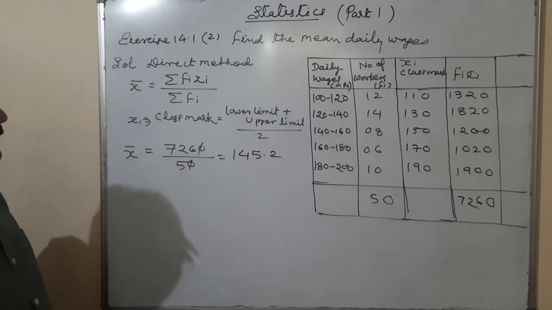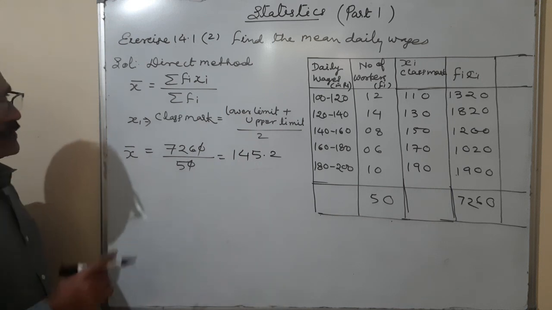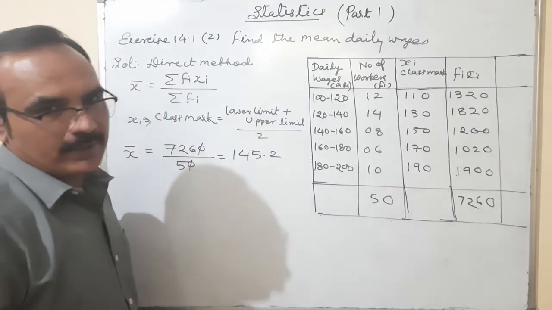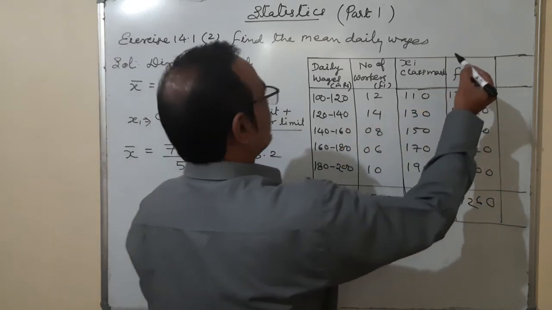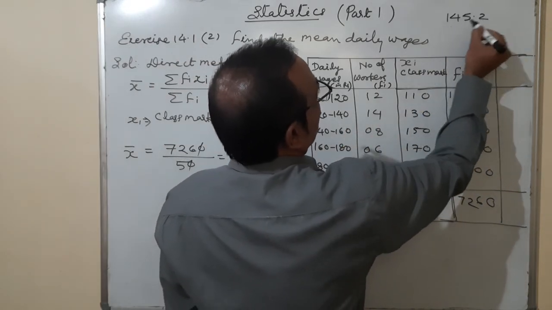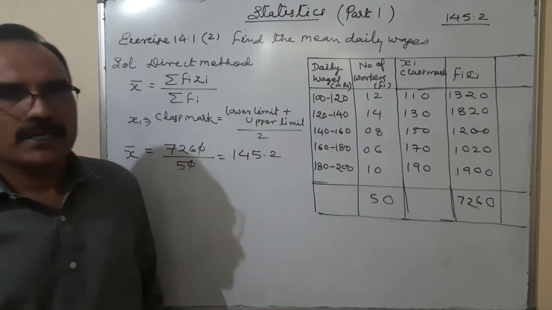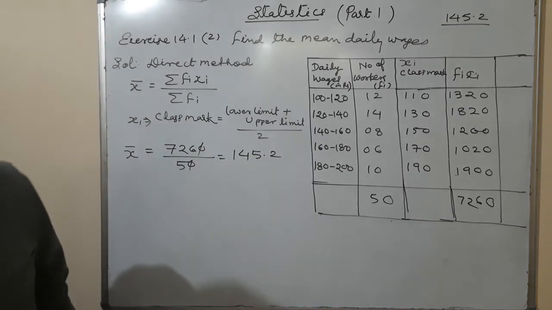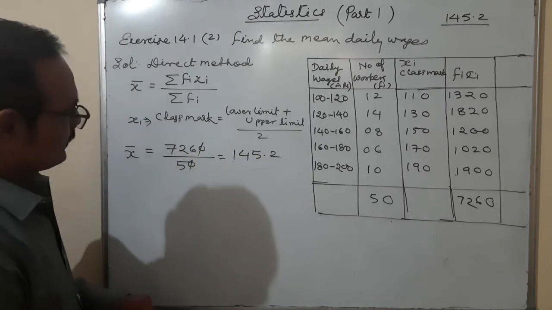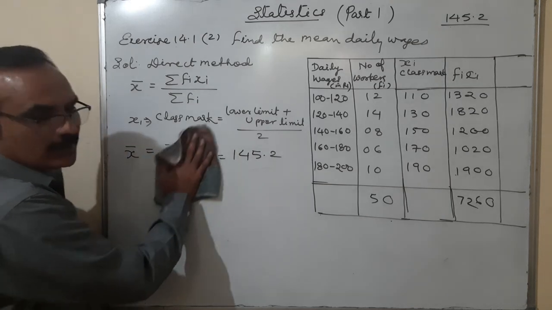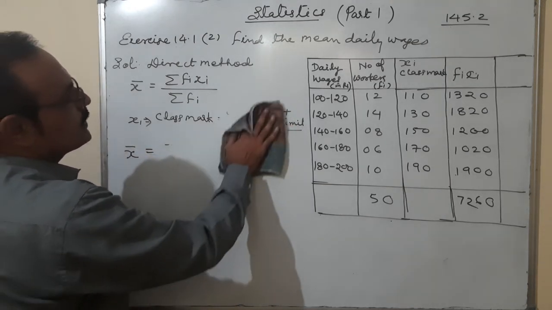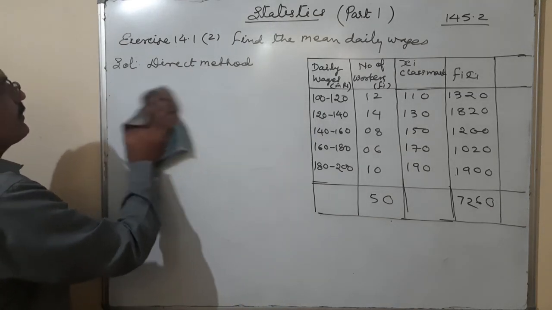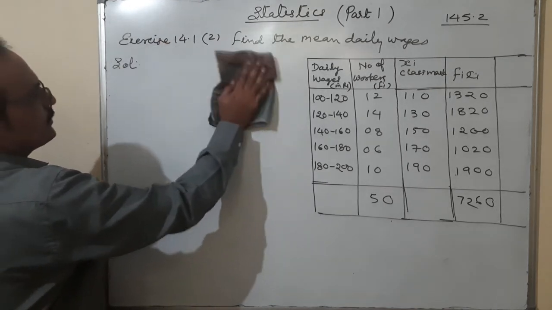145.2. What is this? This is the mean by direct method. Okay. So I am writing the mean here, 145.2, because we are solving the same question by the other two methods also, and you will see that the mean comes out the same, approximately equal or exactly the same, by all three methods. So this is method number 1, the direct method: use the formula directly, put the values in it and get the result.